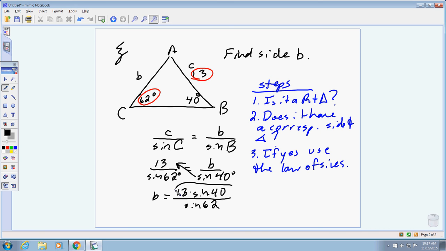So somebody throw that in their calculator. Make sure your calculator's in the right mode. And tell me what b equals. You got to hit equals after you do the 13 times sine 40, though, before you divide, okay? Not that it really matters in this one, but if you have one of those calculators where you hit sine 40 and don't close the bracket, it'll get goofy. So, what did we get? 8.3? 8.4? Perfect. 8.4.